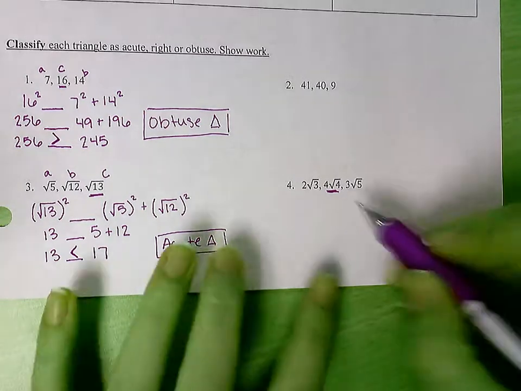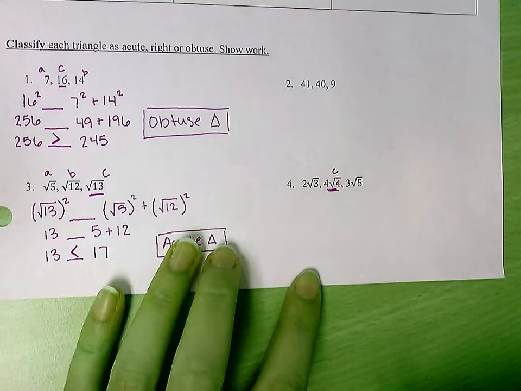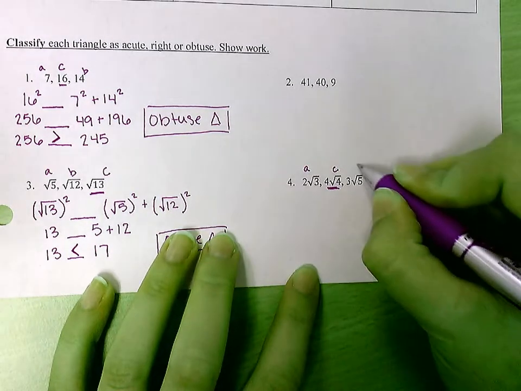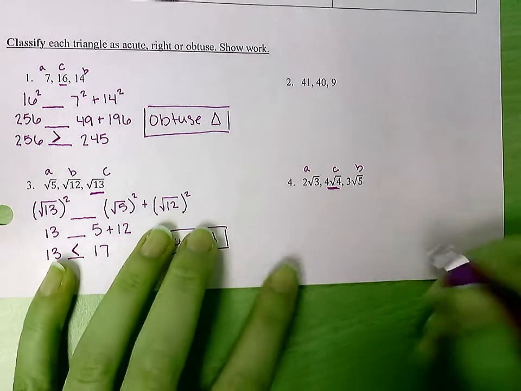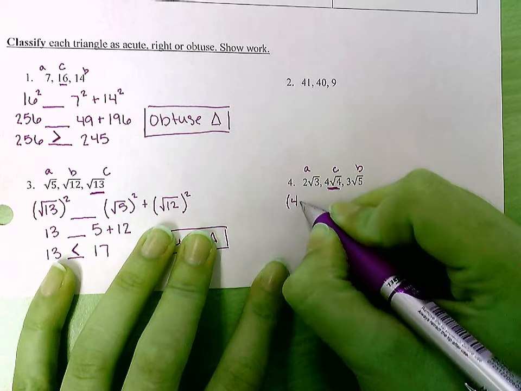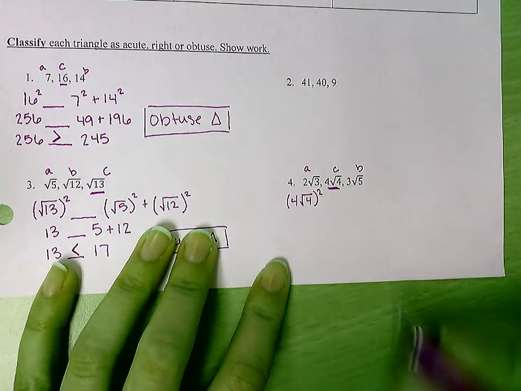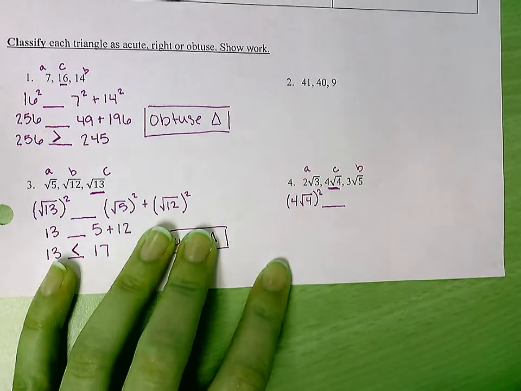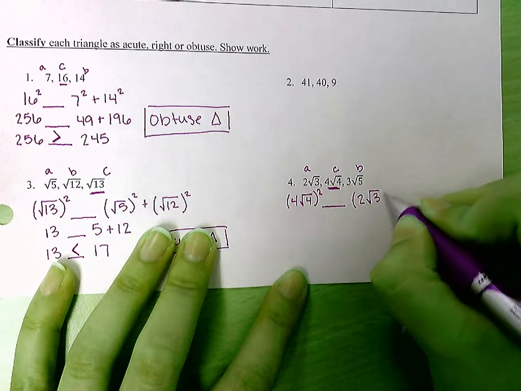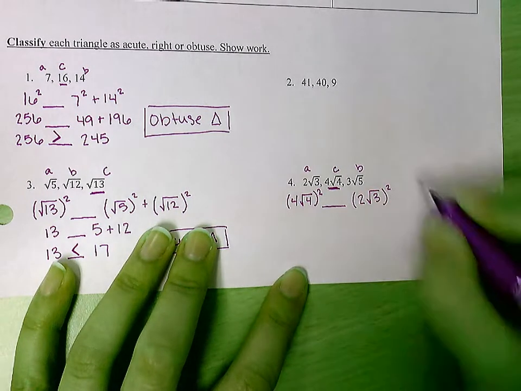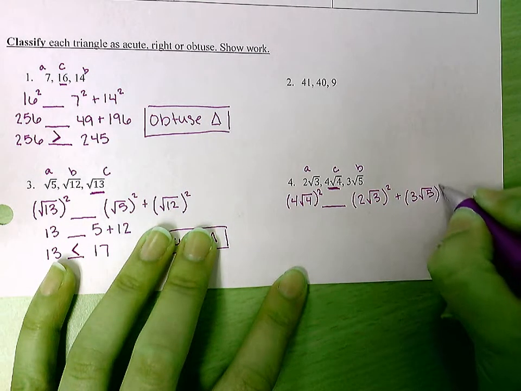All right, so since 4 times the square root of 4 is the greatest, that's your C value, it's your largest side. Then we have A and B. And again, C goes on that left-hand side. So we have 4 square roots of 4 squared. Again, draw in that blank space. We'll have 2 square roots of 3 squared plus 3 square roots of 5 squared.